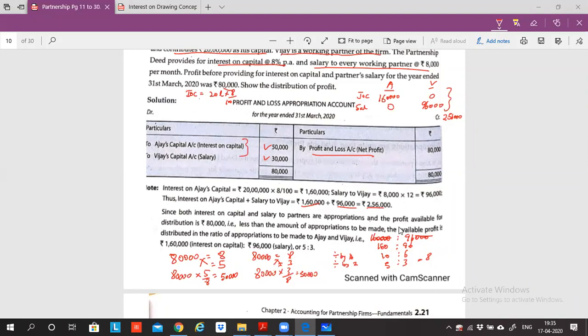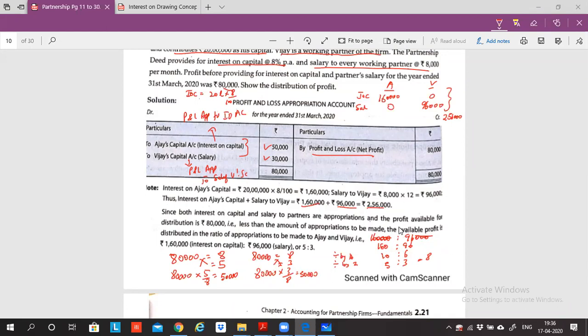It will be P&L appropriation account to interest on Ajay's capital, and this will be P&L appropriation to salary of Vijay's capital account, right?